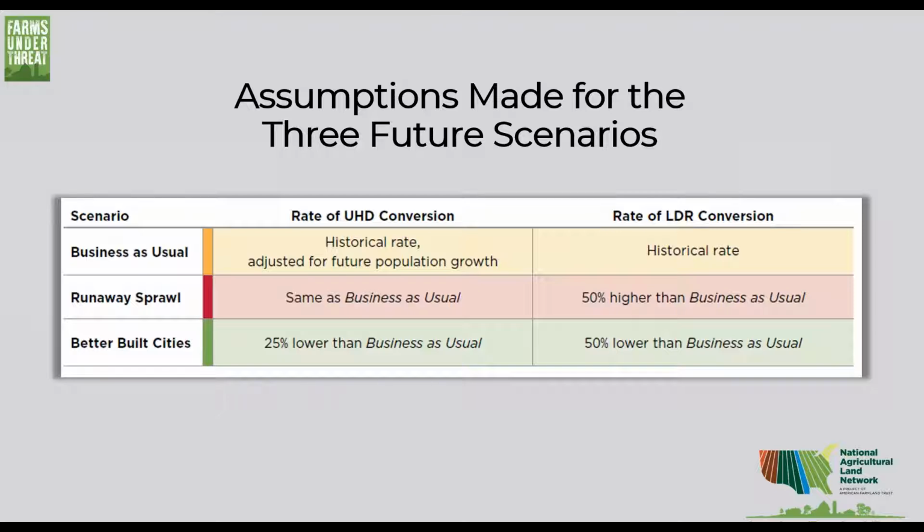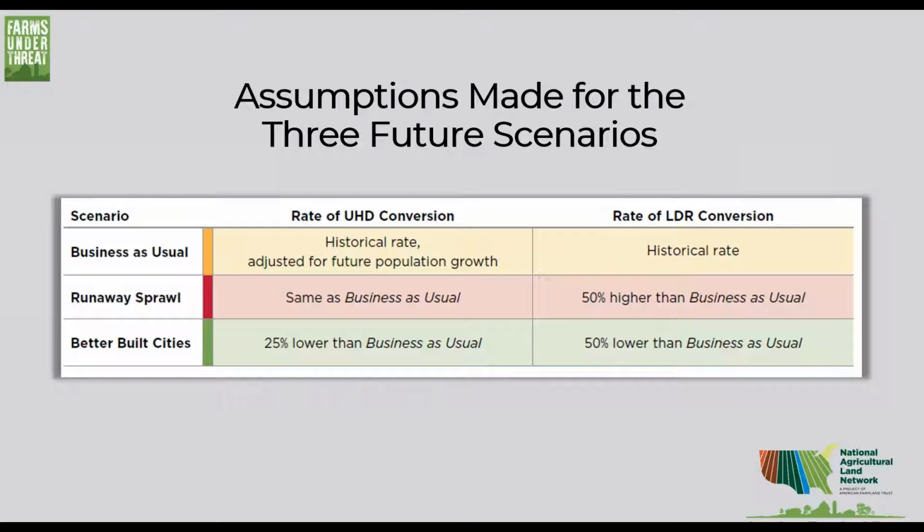You see here for runaway sprawl that we kept the same rate of that urban and high density conversion as the business as usual, but we upped the amount of low density residential conversion by 50%. And again, this is based on a lot of what we looked at that shows that one of the biggest culprits of conversion is this low density residential development.